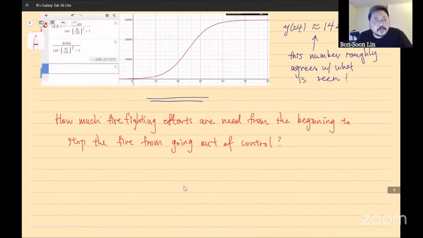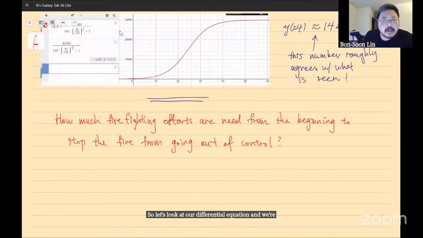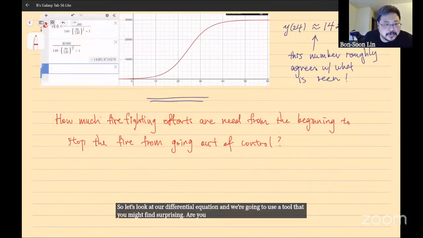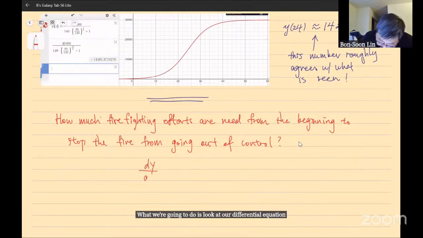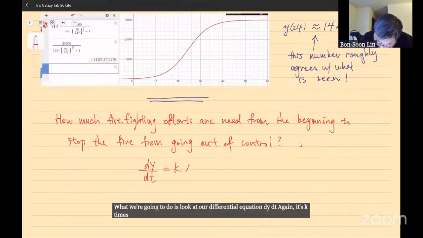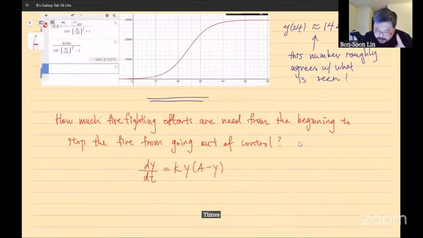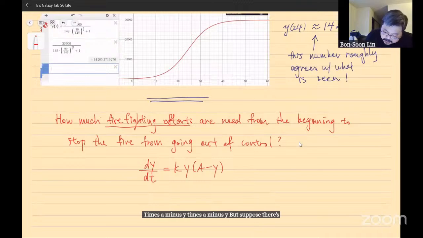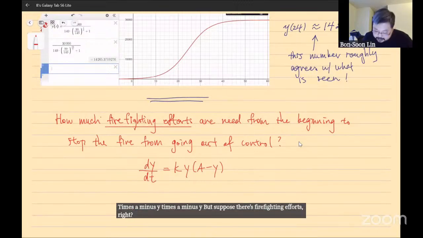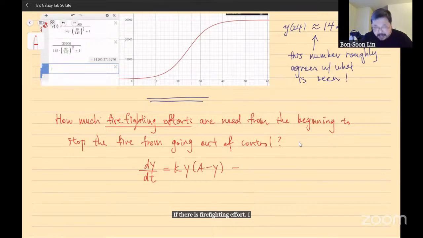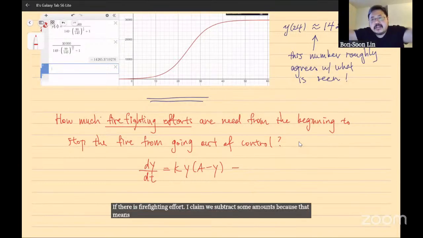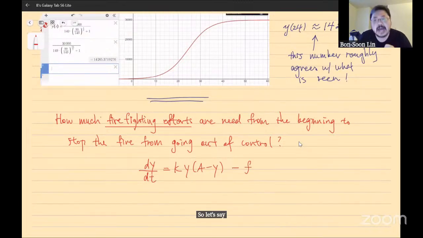So let's look at our differential equation, and we're going to use a tool that you might find surprising. Are you ready? Here we go. What we're going to do is look at our differential equation, dy/dt. Again, it's k times y times (a minus y). But suppose there's firefighting efforts. If there's firefighting efforts, I claim we subtract some amount, because that means the rate of fire is being decreased by time. So let's say we subtract some number f.